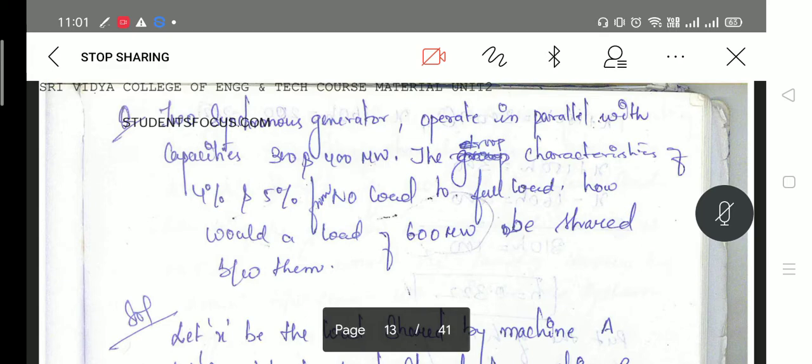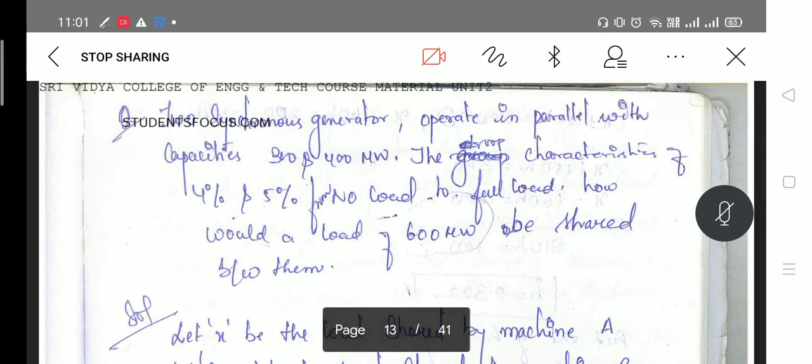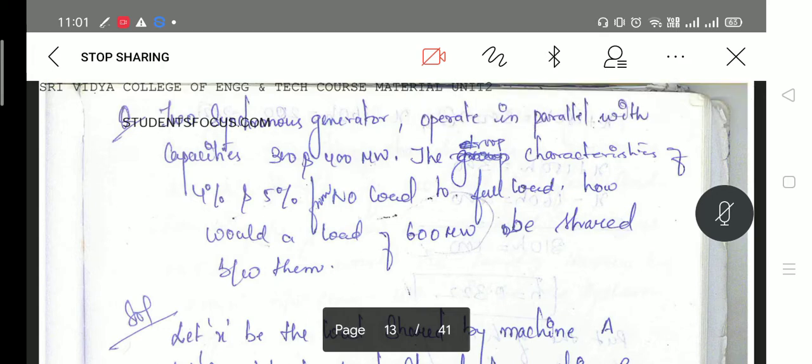Today we discuss problems on synchronous generators connected in parallel. In the first problem, two synchronous generators operate in parallel with capacities of 300 and 400 megawatts. The droop characteristics are 4% and 5% from no load to full load. How would you share a load of 600 megawatts between them?